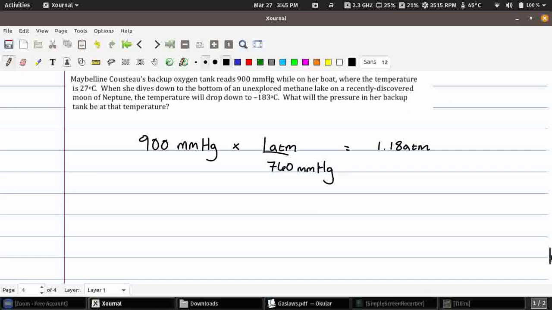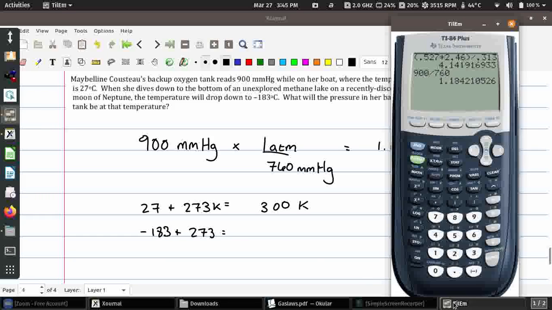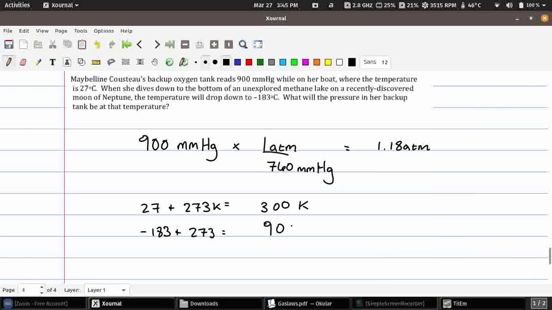And then we have temperatures that we have to convert to kelvins. So 27 degrees Celsius is going to be 300 kelvins. And negative 183 plus 273 equals 90 kelvins. It's really cold.